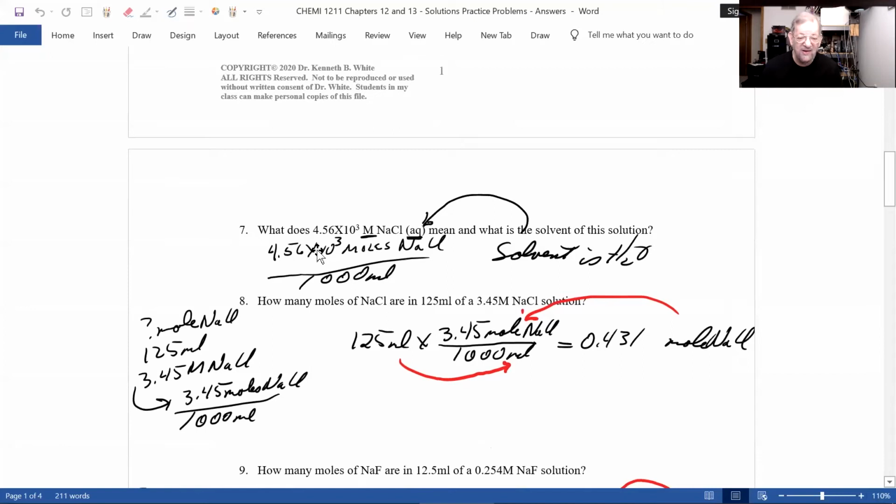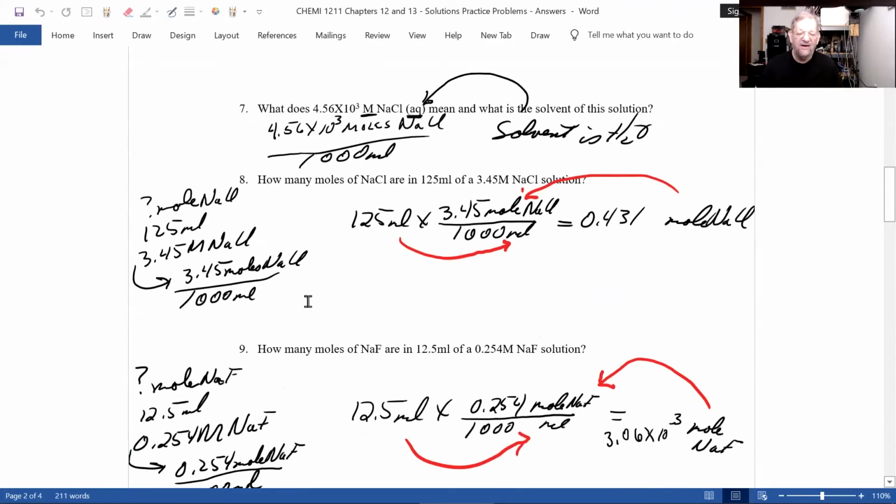And notice here, what does 4.56 times 10 to the third capital M NaCl, bracket AQ close bracket mean? And what is the solvent? It's 4.56 times 10 to the third moles of sodium chloride per 1,000 milliliters. That's what this means. What's the solvent? AQ in a bracket tells you water is the solvent. See, I wasn't lying earlier. It says it on the problem set too. Boy, that was a lame joke.